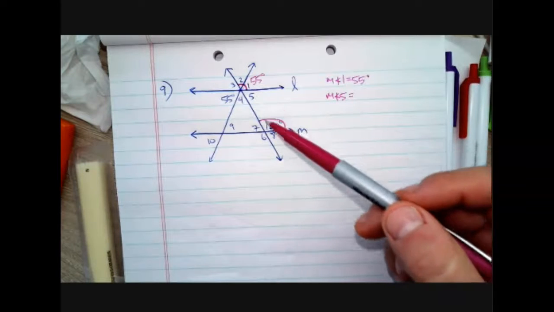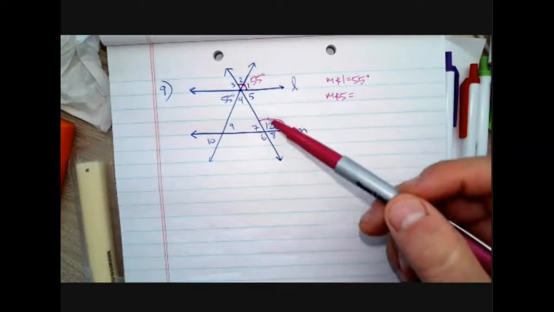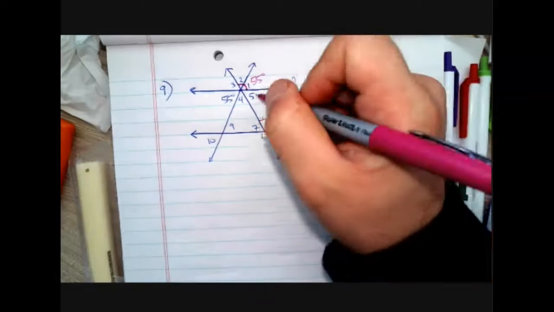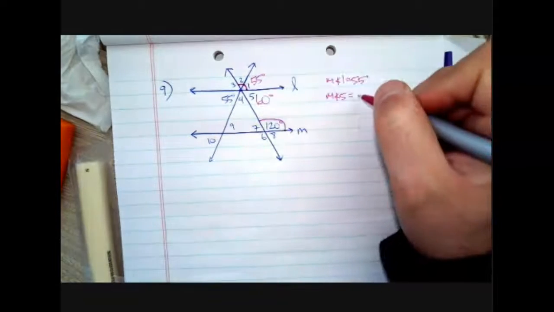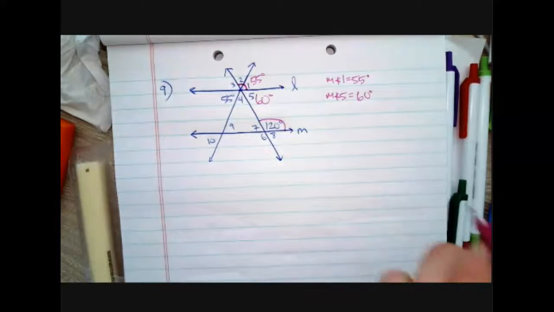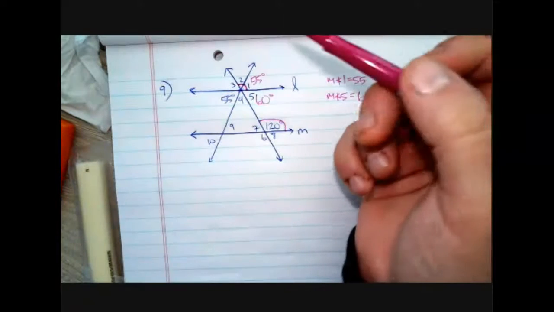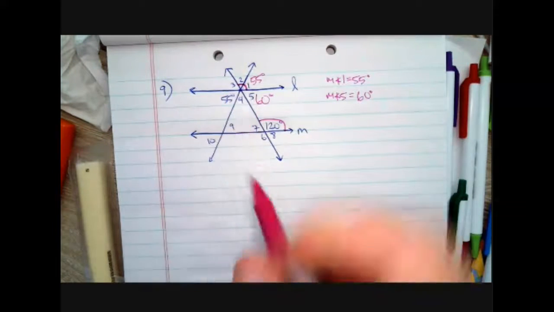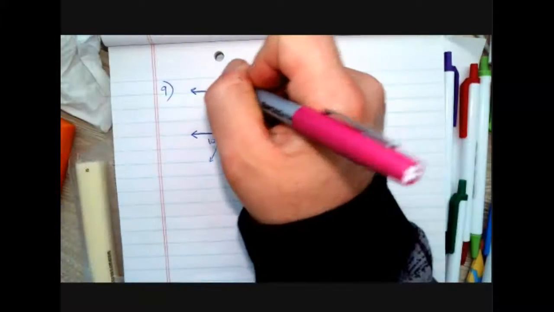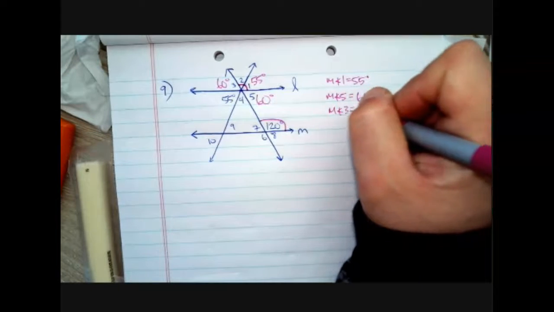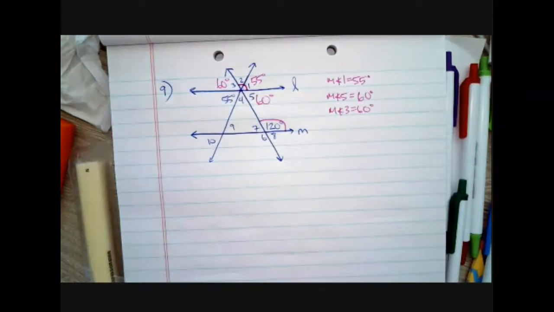I was gonna say same side interior angles. These are 180. Same side interior angles add up to 180, so 120 plus 60 would be 180, right? So that one has to be 60. If you caught what Joseph said, he's right. Here's something else. 3 and 5 are vertical. Vertical angles are always equal, so if 5 is 60 degrees, so is 3. Again, vertical angles are always congruent.